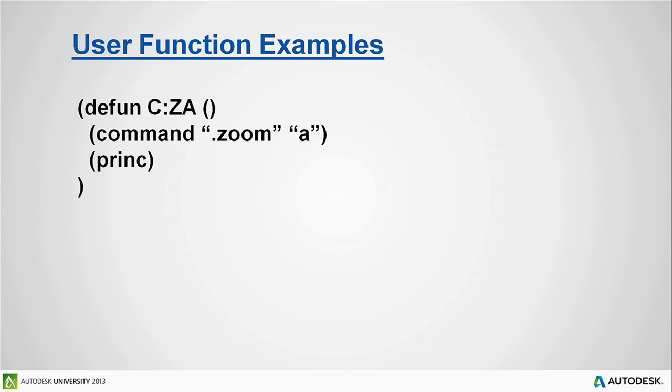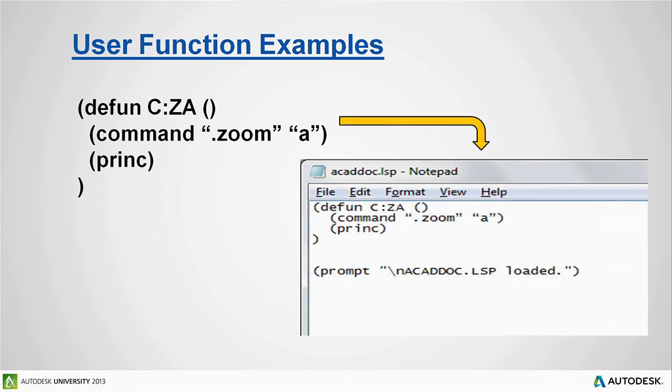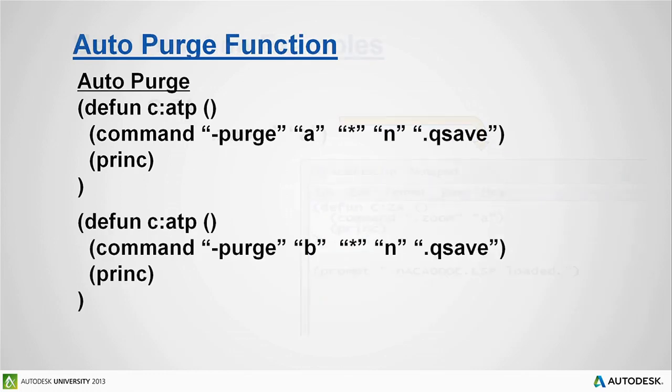So you can just tweak it and play with it. As far as the user is concerned, they've now got what? A ZA command. They don't know that it's not a native part of AutoCAD. They just know that they can use it. So you just take that code and put it in your ACAD doc LSP file and save it. And the next time AutoCAD starts, what command's available? ZA. I know some of you know this.